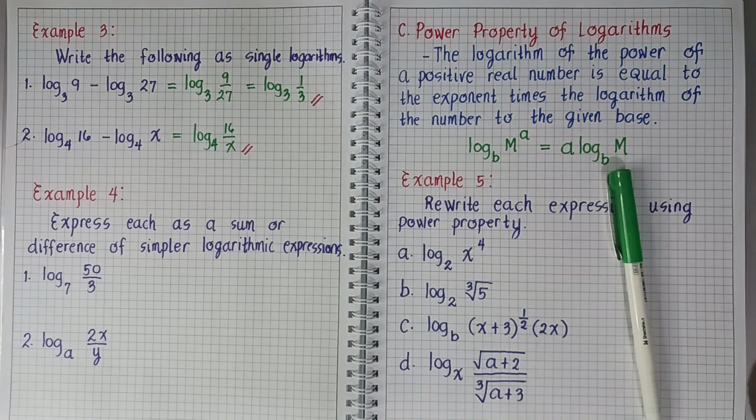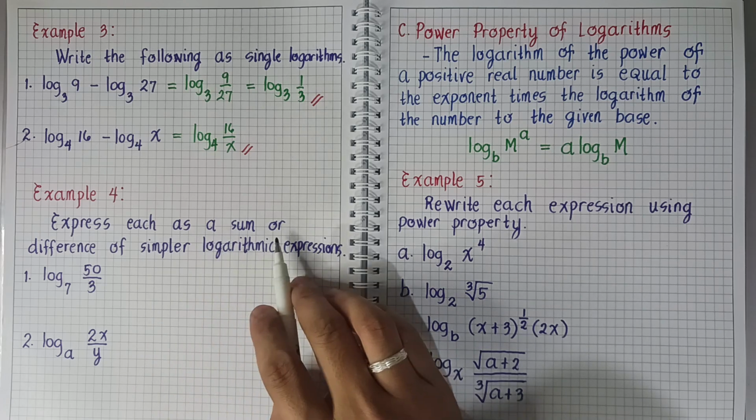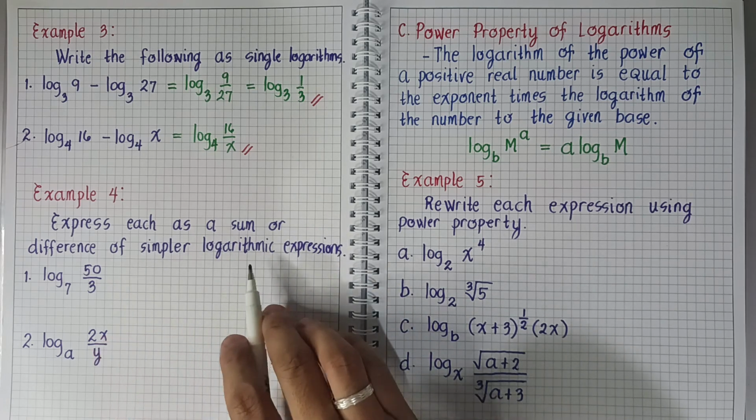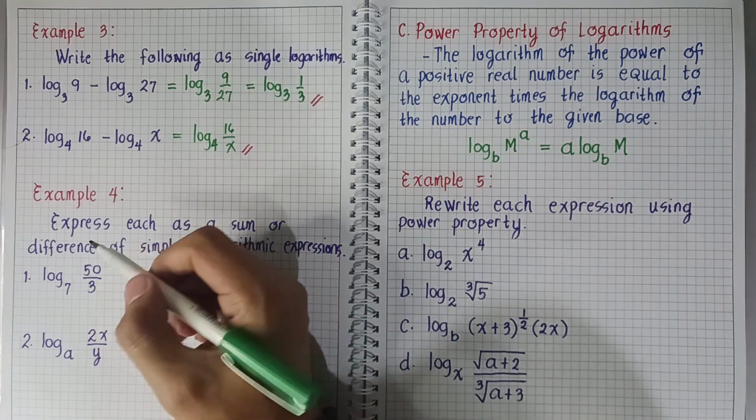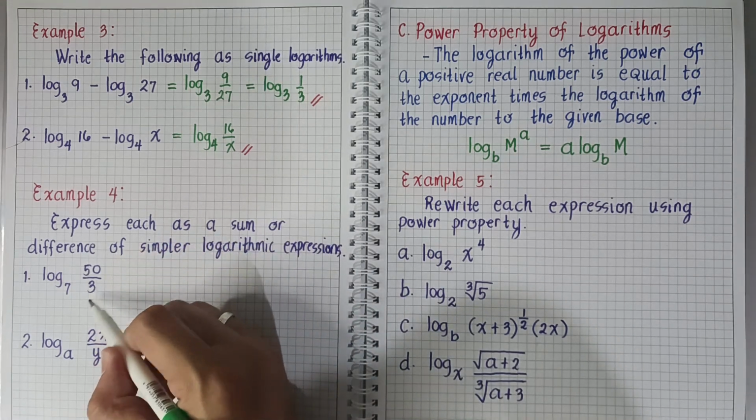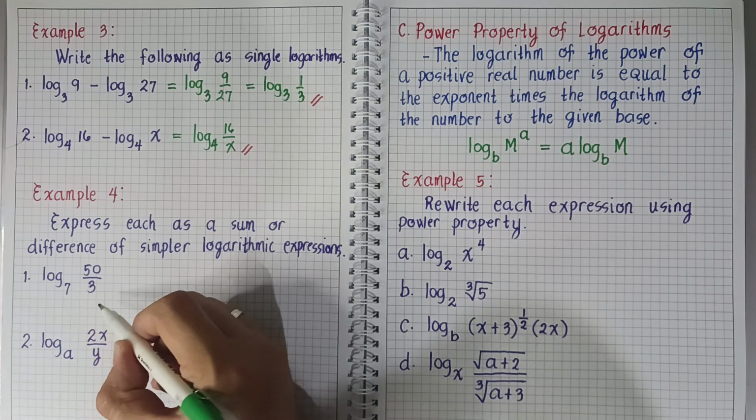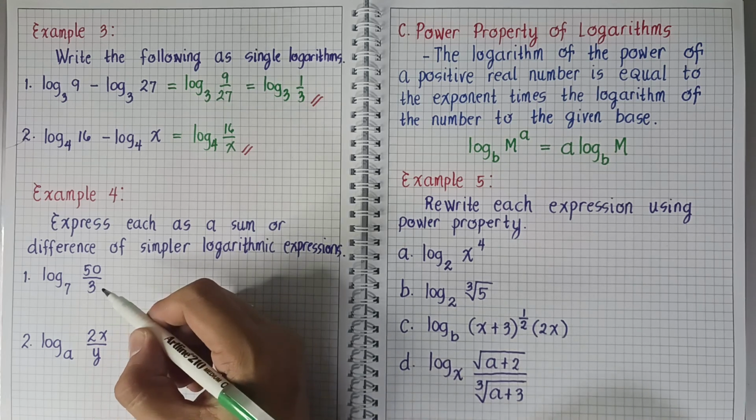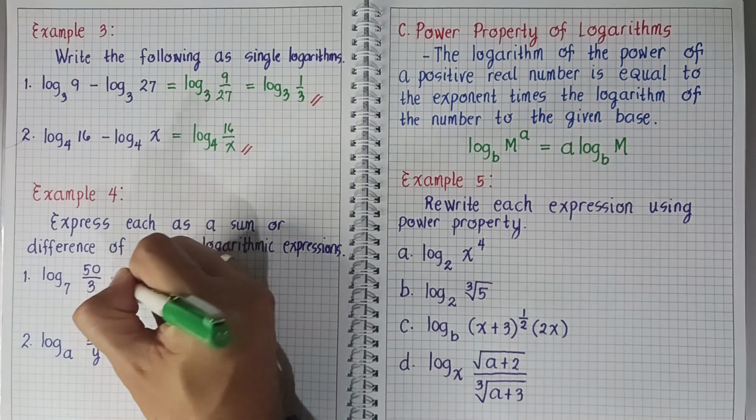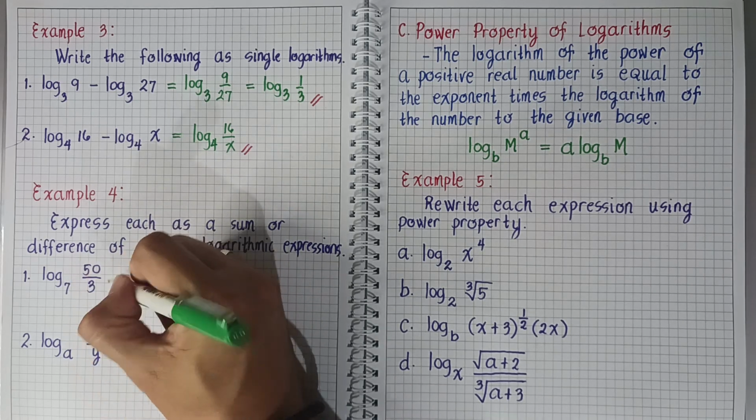Okay. Next, example number 4. Express each as a sum or difference of simpler logarithmic expressions. So guys, kung mapapansin naman natin dito, naka-express siya sa single, no? Single logarithmic expression. So, ang goal natin dito ay i-expand natin yan. Okay. So, number 1, the logarithm of 50 over 3 to the base 7.